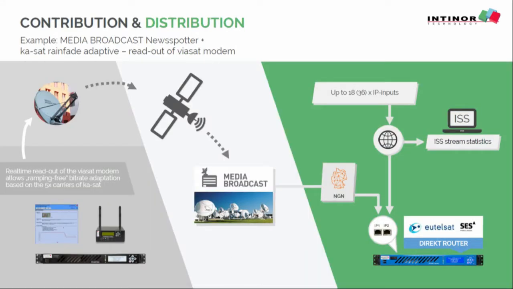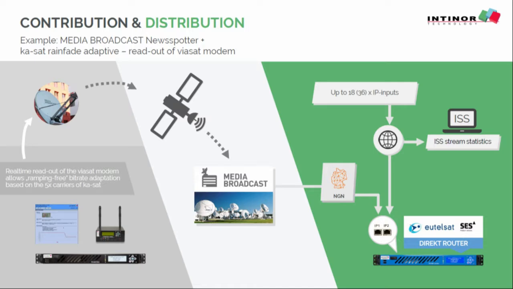That's an example for media broadcast. We've seen the example for Perl. The backup for Perl was done over KA-SAT. And KA-SAT actually operates in 5 carrier levels, which correspond to 10, 9, 8, 6, and 4 megabits. And I think we have the one and only encoder in the world that is able to read out the Viasat modem.